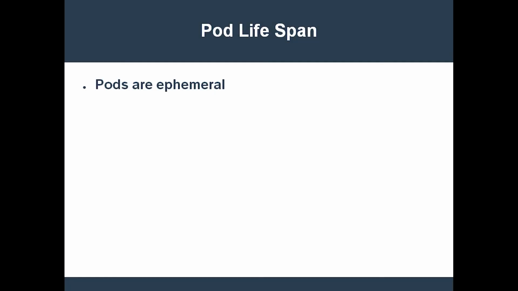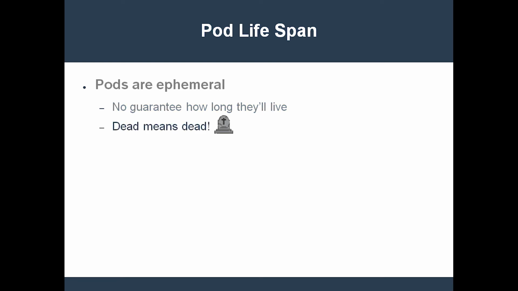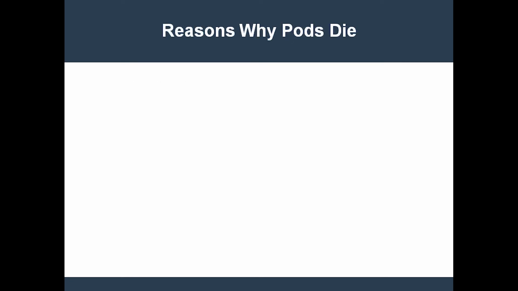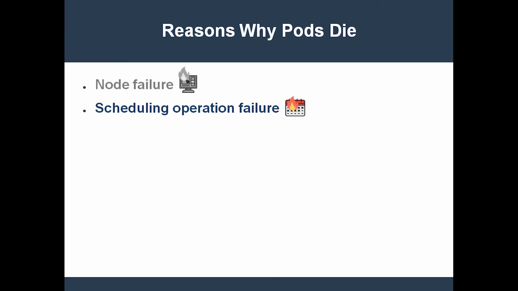Pods are ephemeral objects, i.e., they're not durable. This means that when a pod dies, it's dead and doesn't resurrect on its own. A pod can die or disappear for a number of reasons. Perhaps the node it's on fails. Or perhaps Kubernetes is in the process of scheduling the pod to a node and the scheduling operation fails. Pods can be convicted.